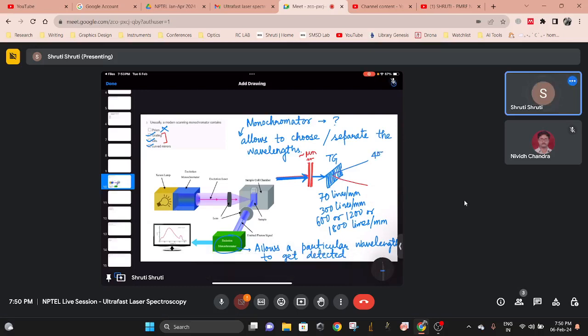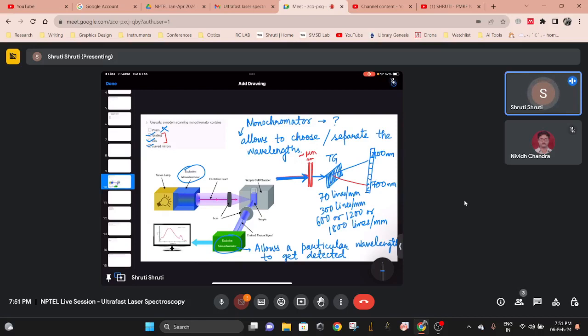Here you will have 400, here you will have 700 nanometers, and all of the wavelengths will get distributed. Whether the resolution is 0.5 nanometer or 1, 2 or 5 nanometers is decided by how many lines you have on this transmission grating. Depending upon your use or the instrument's need, we choose the grating. This is how the modern-day monochromator works, and all this process is controlled by the software.